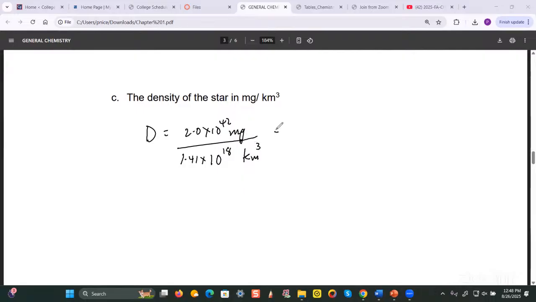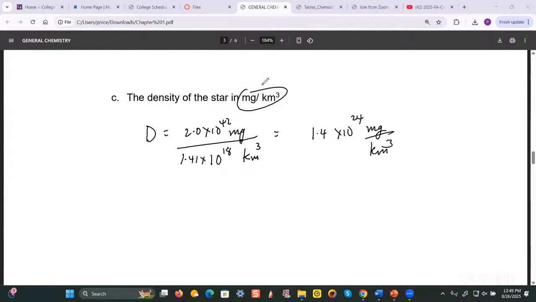So the question is asking for the densities in milligrams per kilometers cubed. So that's 2 times 10 to the 42 divided by 1.41 times 10 to the 18. And when I did that, rounding off to 2 sig figs, that works out to be 1.4 times 10 to the 24. And the units here would be milligrams per kilometers cubed, which again is what the question was asking for. Right?